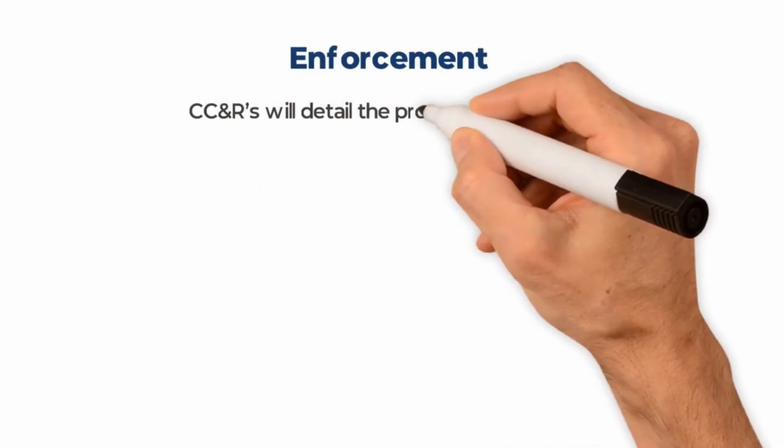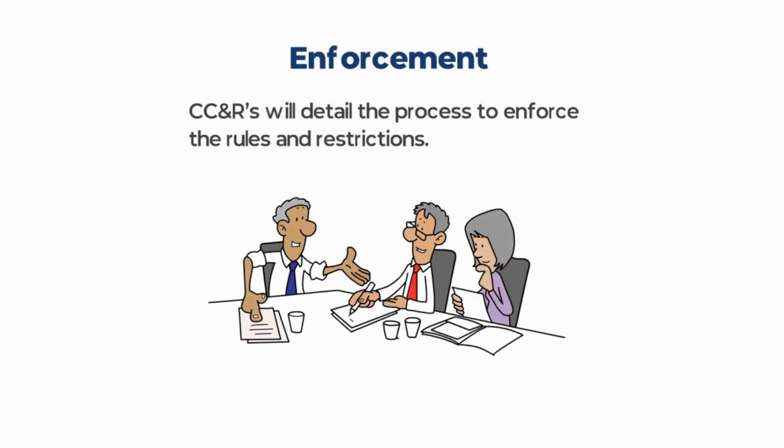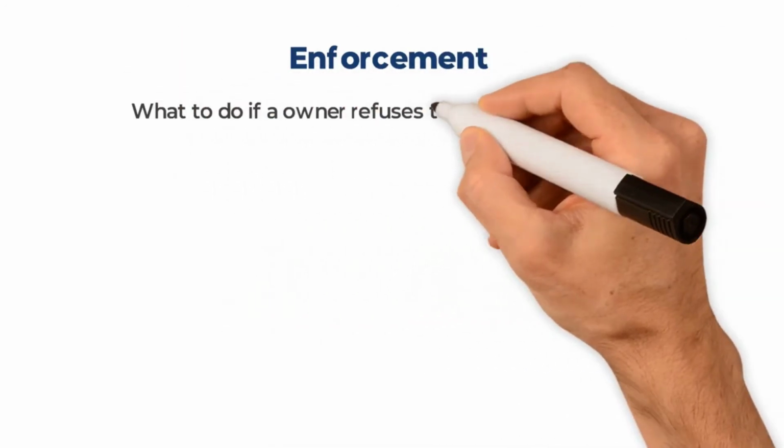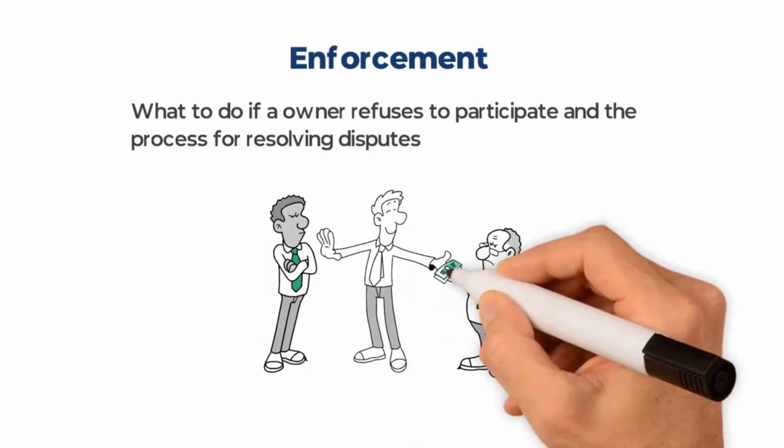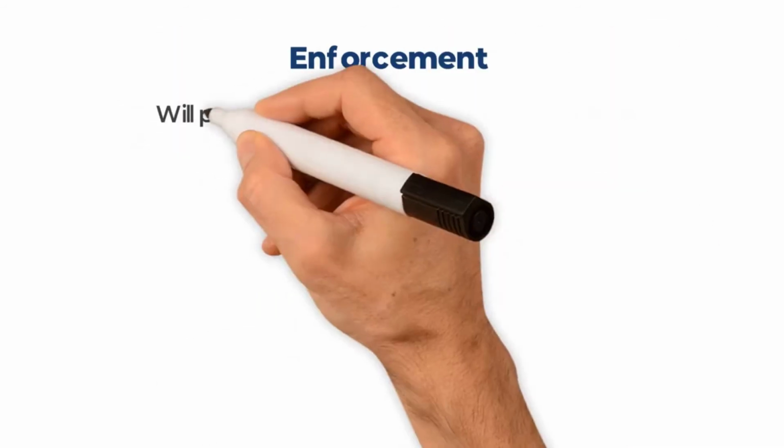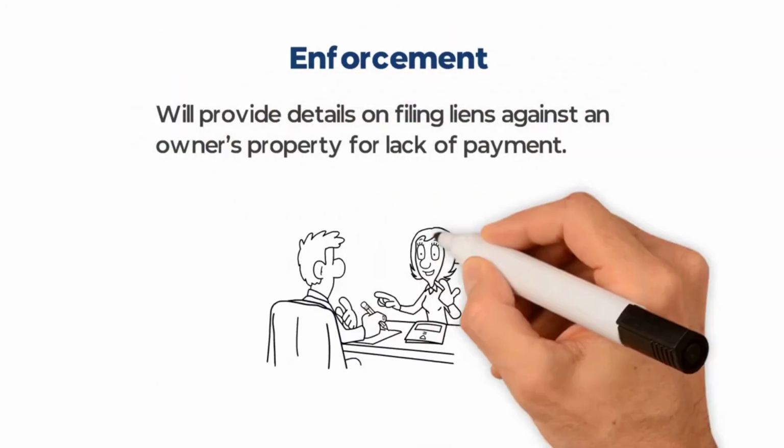Enforcement. CC&Rs will detail the process to enforce the rules and restrictions, what to do if an owner refuses to participate, and the process for resolving disputes. They will also provide details on filing liens against an owner's property for lack of payment.